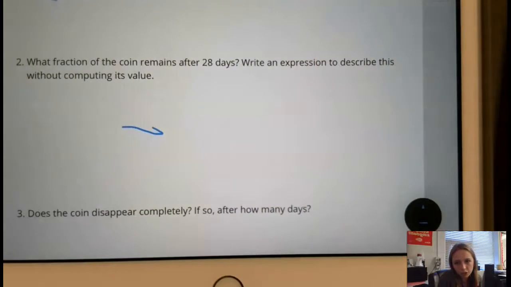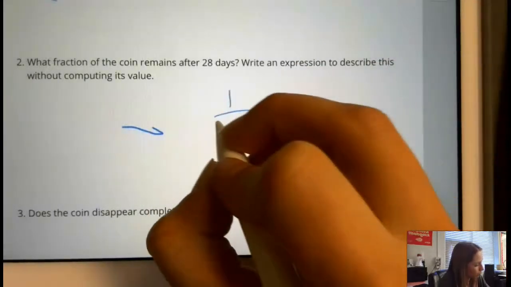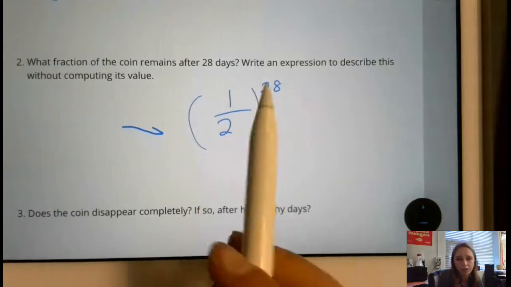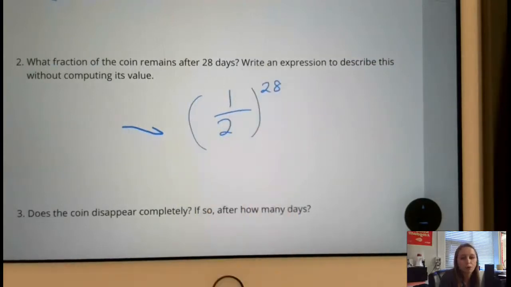Alright, now it says, what fraction of the coin remains after 28 days? Write an expression to describe this without computing its value. So we'd have 1/2 to the 28th power. So 28 days, that's how many times we're going to multiply 1/2 by itself.